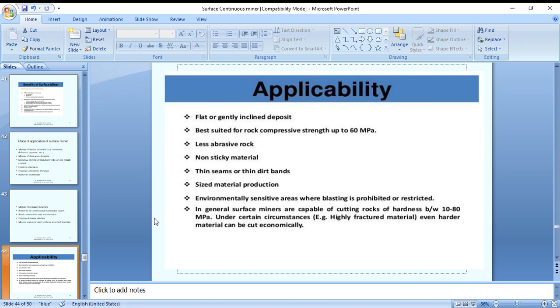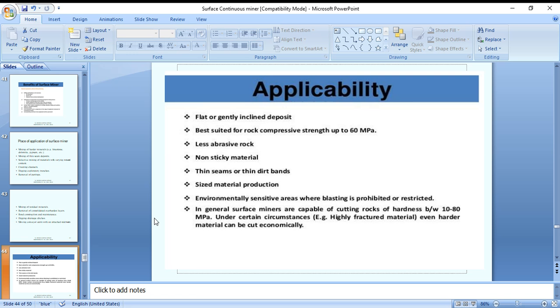Similarly, I am going to explain the applicability also. Flat or gently inclined deposits are applicable, where the machine is used. That is the main importance also. Best suited for rock compressive strength up to 60 megapascal. Up to 60 megapascal it can be applicable. That is very important: how much compressive strength of the rock is applicable? 60 megapascal. So that is the one important thing.